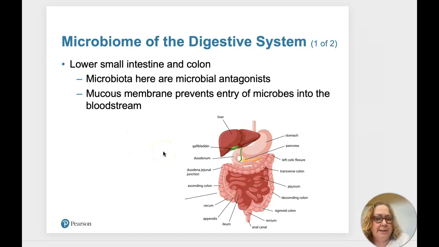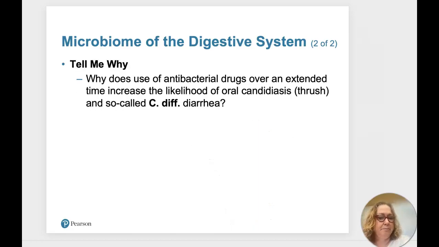Okay, lower small intestines. So now we're in the lower small intestines, right? There's a really good microbiota here. These are microbial antagonists. These mucous membranes prevent entry of microbes into the bloodstream. So this is a really important part where you want to have a good flourishing microbiota that's keeping the bad guys out, like a nice garden of good bacteria, if you will.